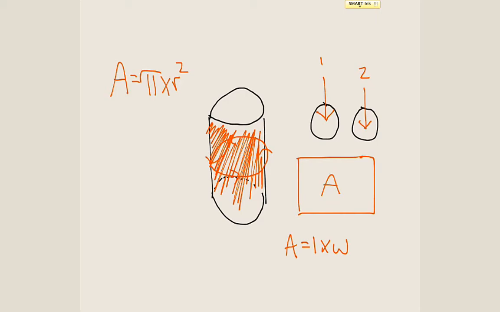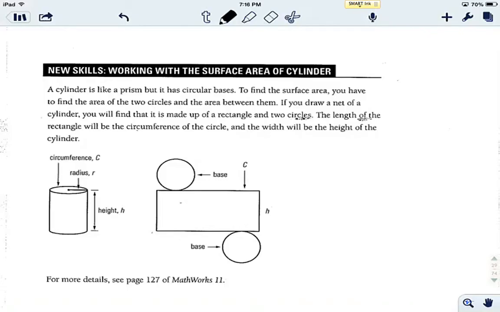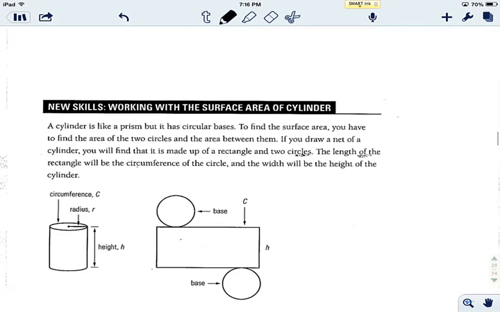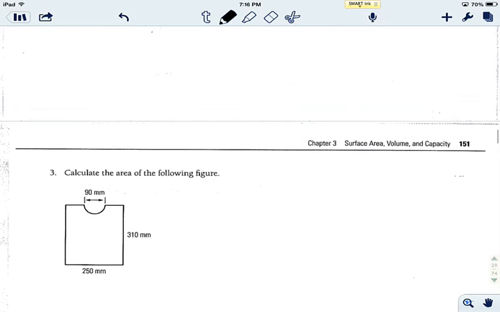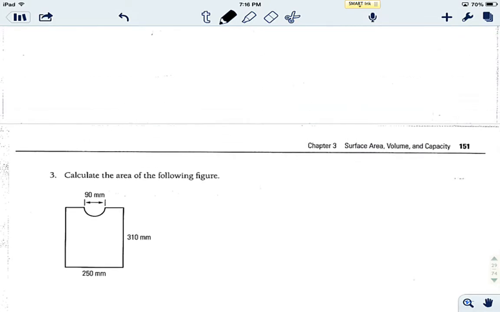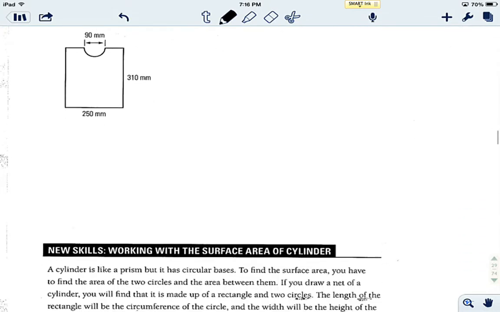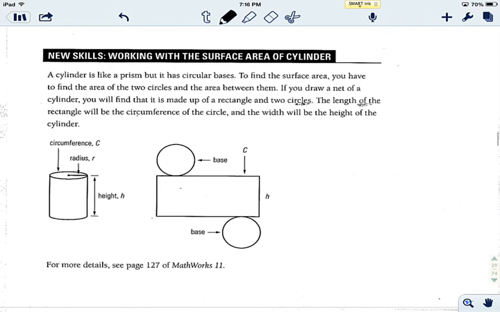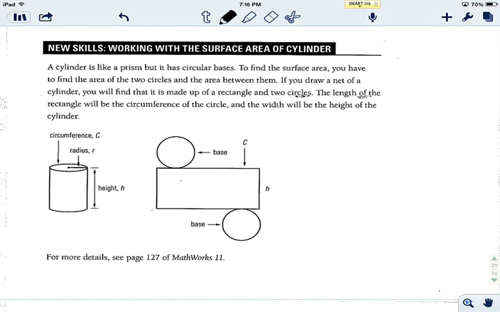If we take our workbooks out now, I'll show you guys here. Open your workbooks to page 151, you can see it right here, 151. I'll give you a second or two to get your workbooks to that page. If you scroll down to this new skills section, you can see it says a cylinder is like a prism, but it has a circular base.